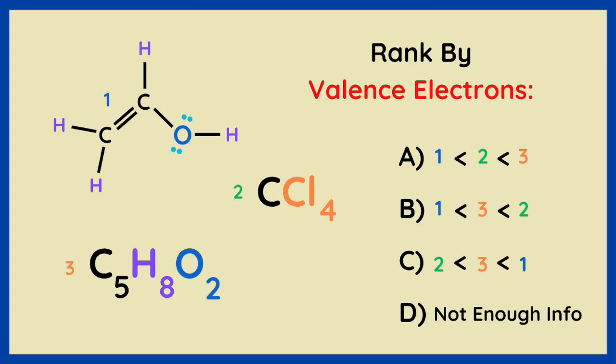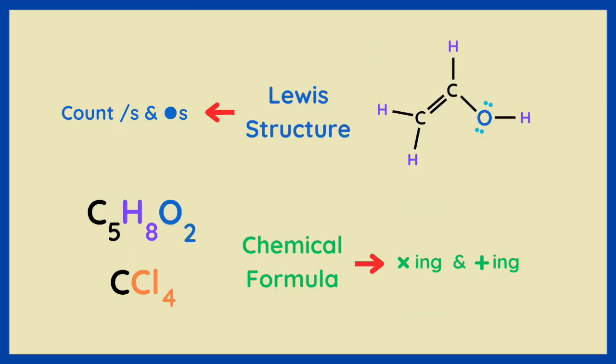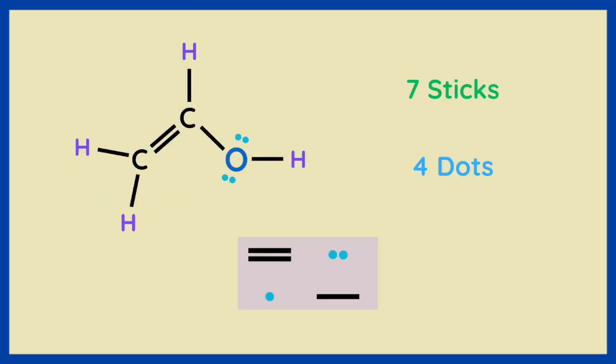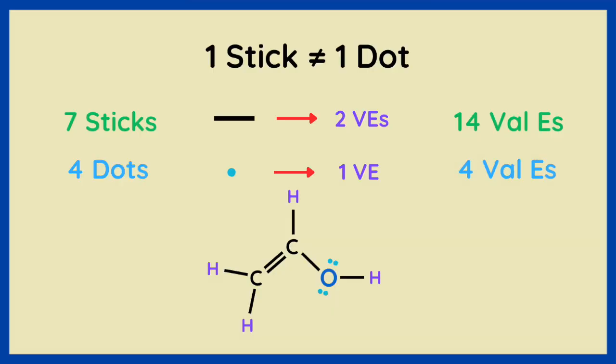And now each of our molecules are in forms for which we are ready to find the valence electrons, and then subsequently rank. To find the valence electrons for Lewis structures, you count the sticks and dots it has, so let's do that first. Very simply, this molecule has 7 sticks and 4 dots. But does that mean that this molecule has 11 valence electrons? After all, 7 plus 4 is 11. Well, no, because a stick is 2 valence electrons and a dot is 1. So 7 sticks carry 14 valence electrons, and 4 dots mean 4. Add that together, and this molecule has 18 valence electrons.